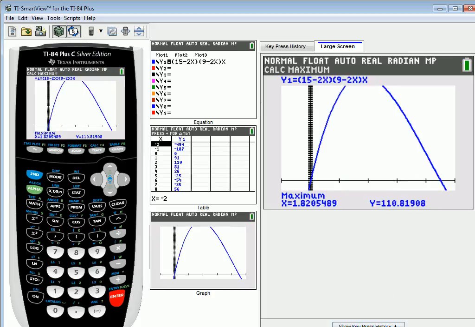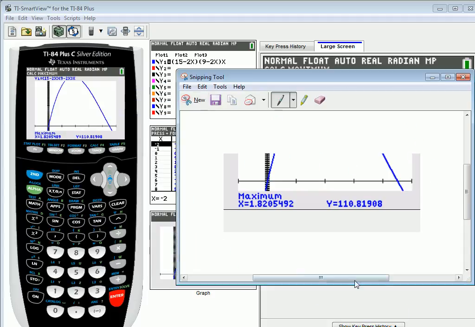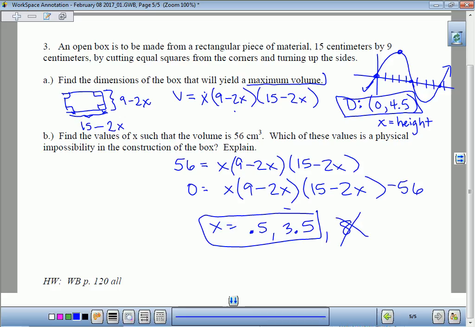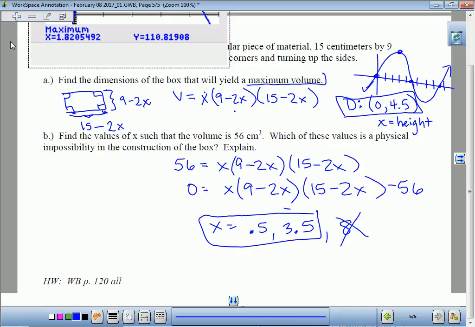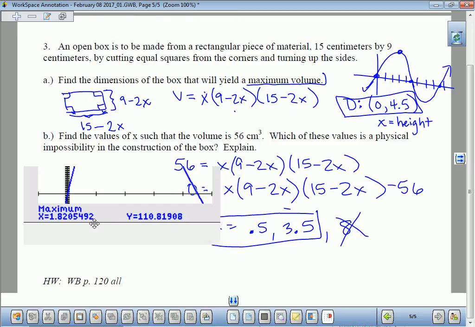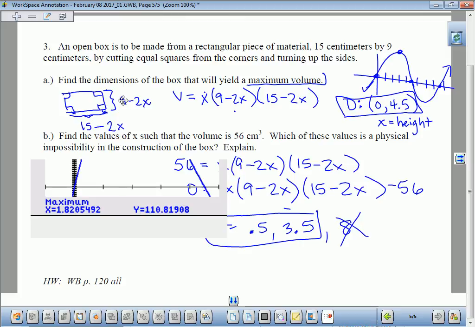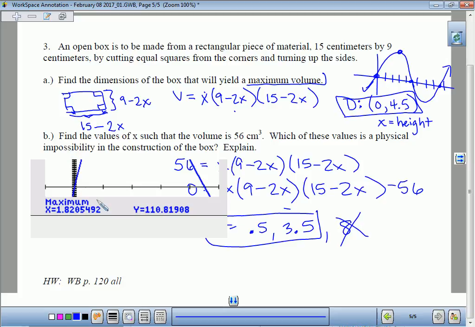And so it gives me the maximum, and this is what I should have talked to you about first. So that is what I use to answer that top part. That goes with part A, before I had the 56. That maximum occurs at an X value right here. So my dimensions would be 1.82 by 9 minus 2 times 1.82. That gives me 5.36 by 11.36.